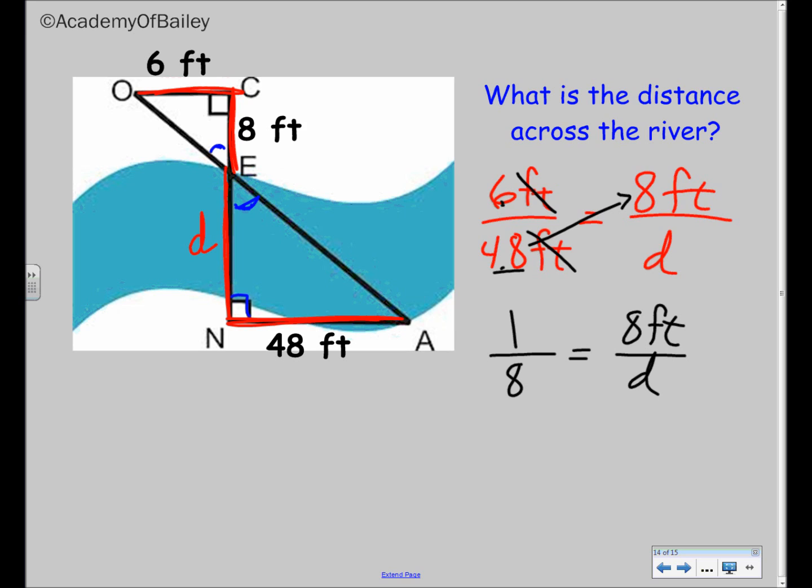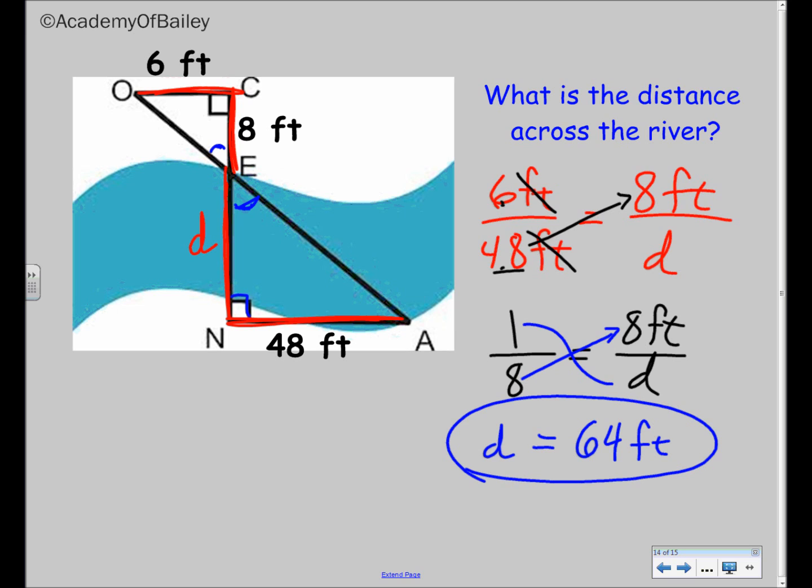So now let's go ahead and do our cross multiplying. 1 times D, that is 1D. And 8 times 8 feet. Well, 8 times 8 is 64, and then we have the unit of feet. So the distance across the river is 64 feet.